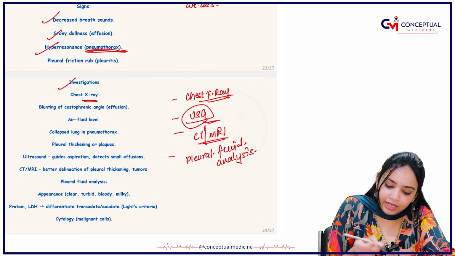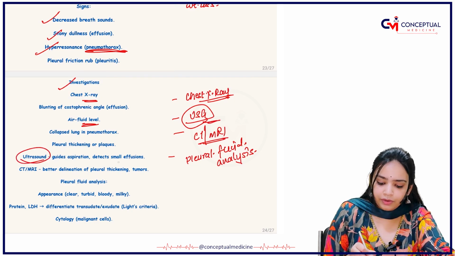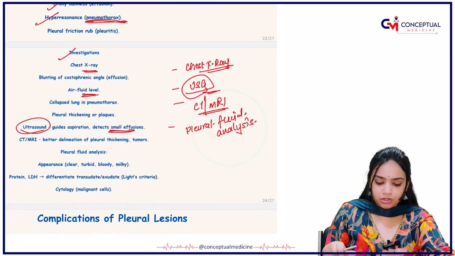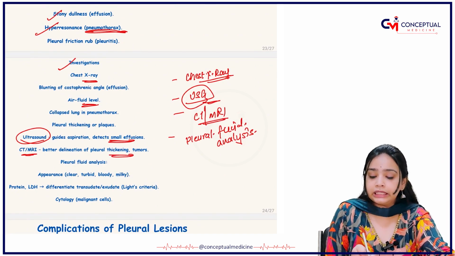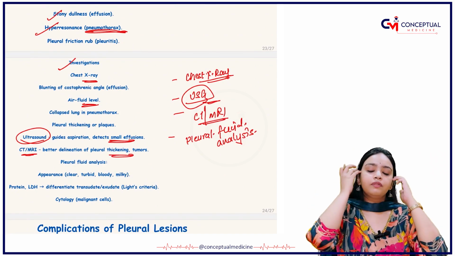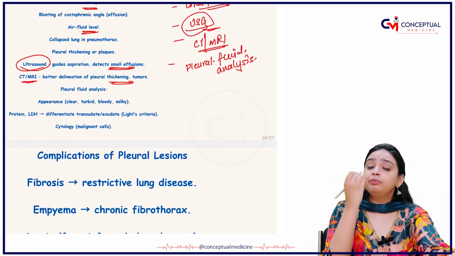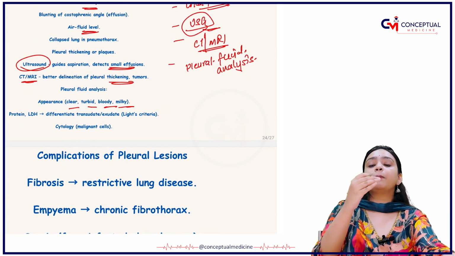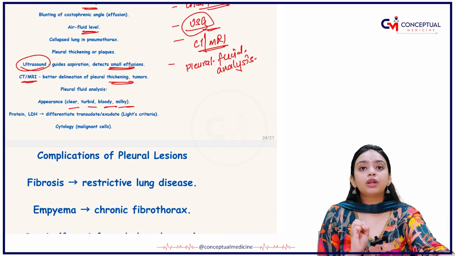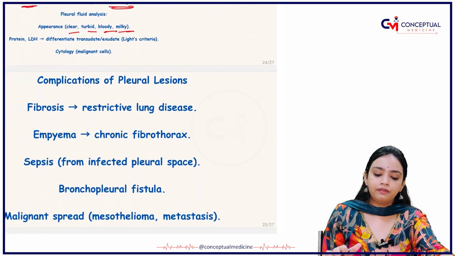In the chest X-ray, you will be able to see the air fluid level. In the ultrasound, you will be able to detect the small effusions that are there. In the CT or MRI, you will be able to appreciate the thickening or the tumors, and diagnose them. And based on the fluid, whether it is clear, turbid, bloody or milky, you will be able to appreciate the type of pleural effusion that you are dealing with.